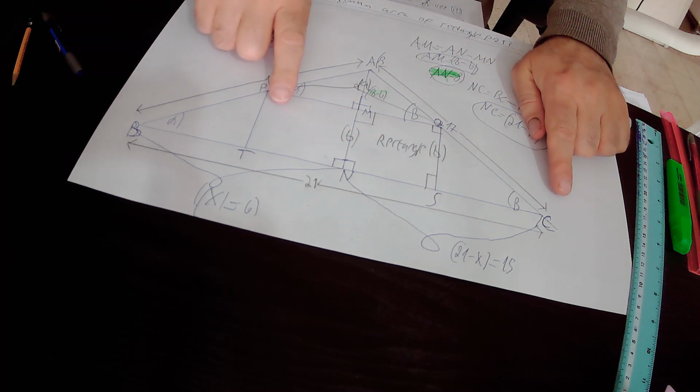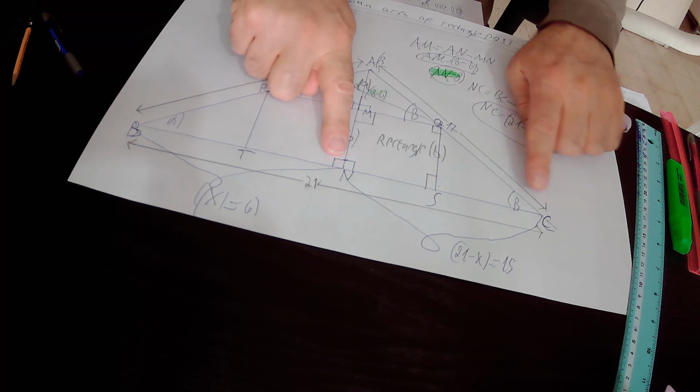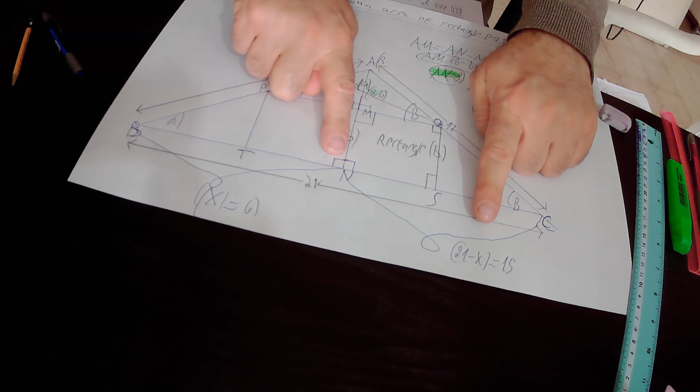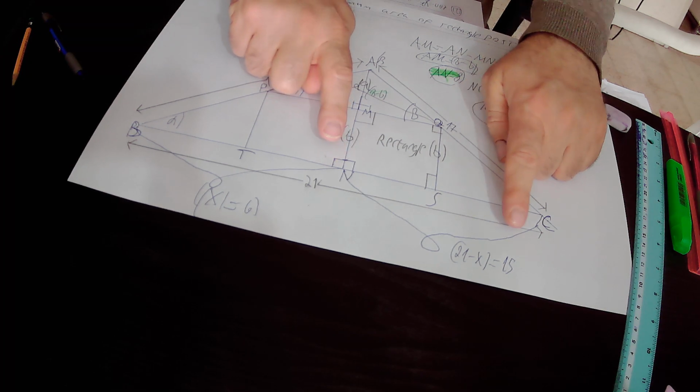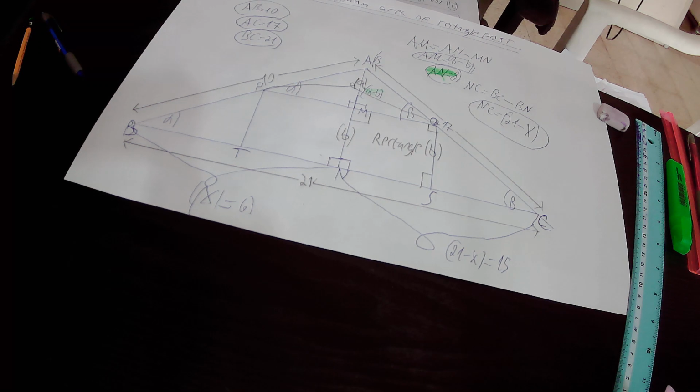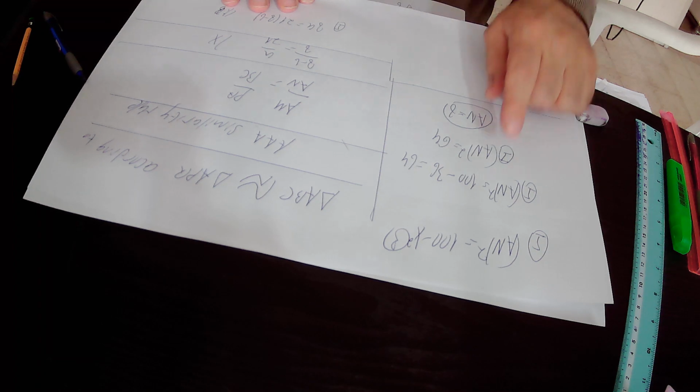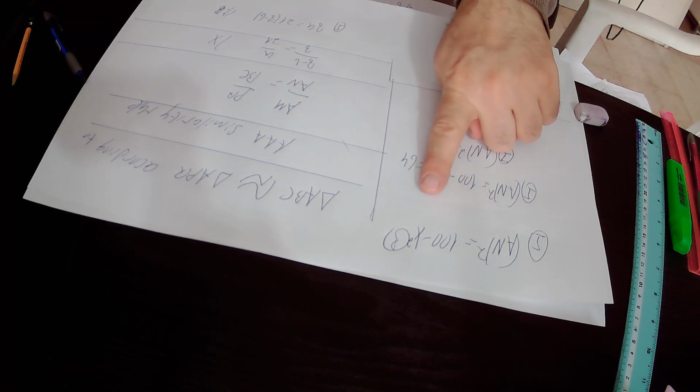And here we have the length of this line segment NC equals 21 minus X. But X is 6, therefore 21 minus X is 21 minus 6, that is 15. In the next step, we return to equation 1. According to equation 1, we found out that AN squared equals 100 minus X squared.